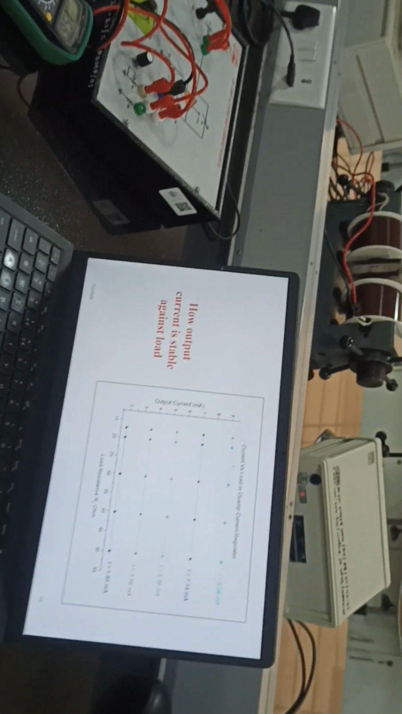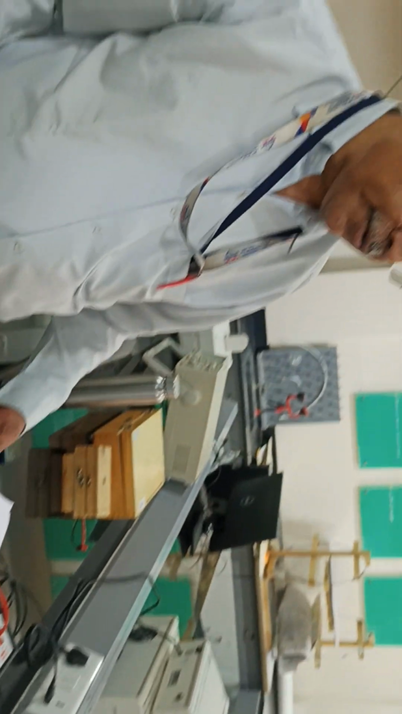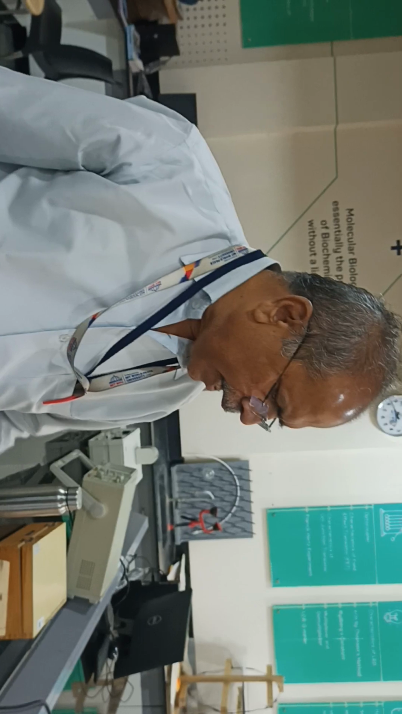So constant current sources are used in many applications like charging batteries or for operating LEDs, etc. And OpAmp can be very well used as a constant current source.